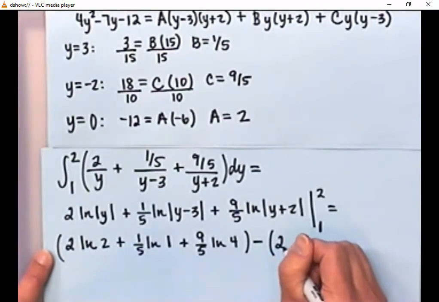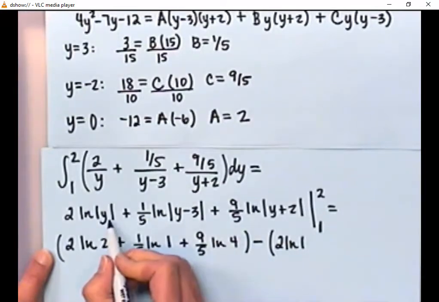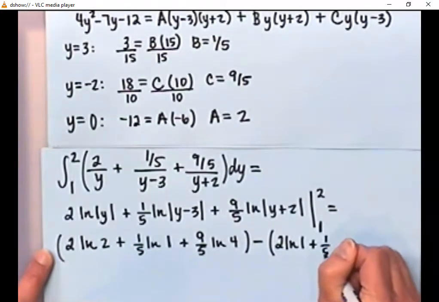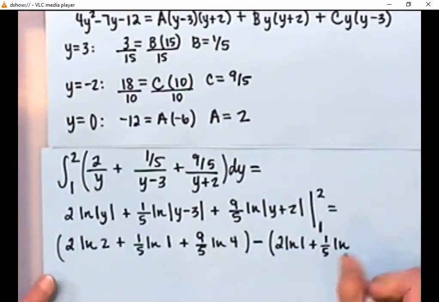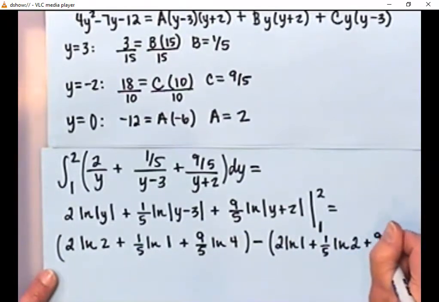Minus 2 natural log of 1, plus 1/5 natural log of 1 minus 3 is -2, so that becomes a 2 when you use the absolute values. And 9/5 natural log of 3.